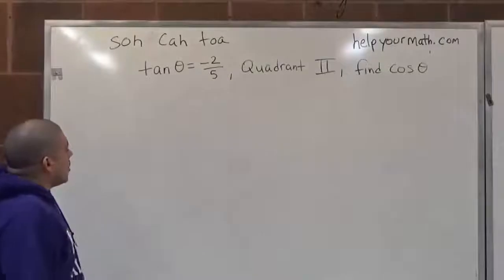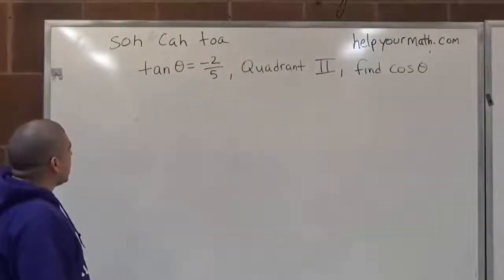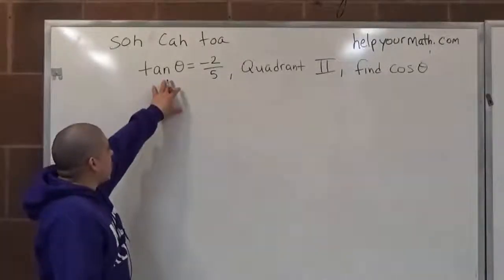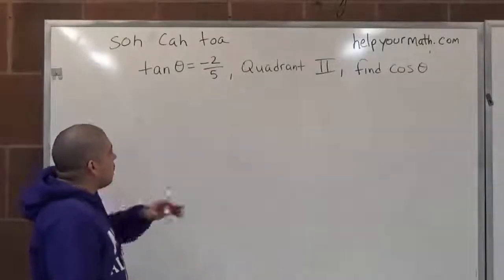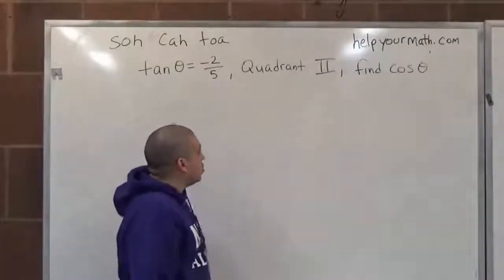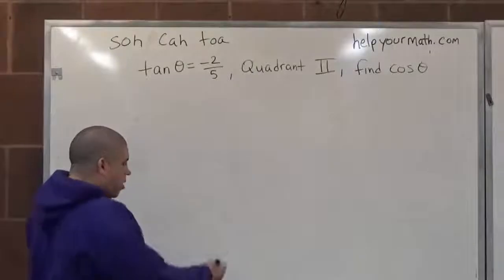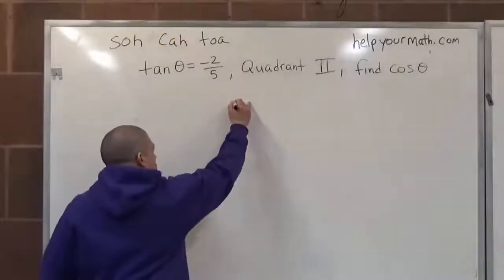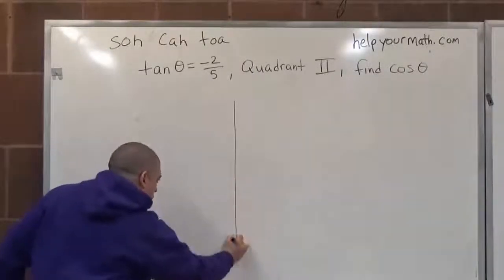Okay, so the technique that we're going to use: we have an angle whose tangent is equal to -2/5 and which terminates in quadrant 2. So let's figure out where quadrant 2 is. I'm going to draw this.